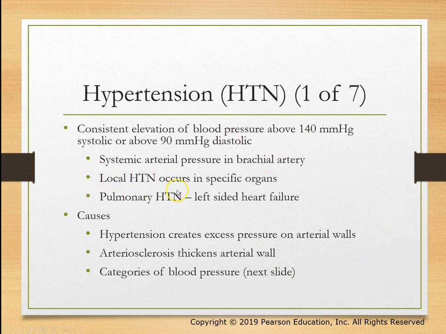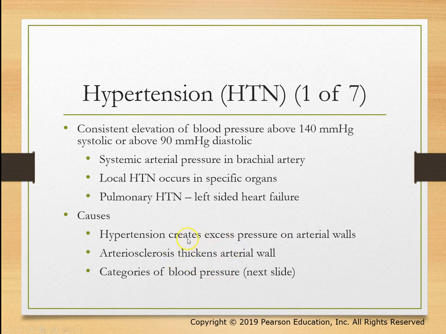It says local hypertension occurs in specific organs, right? So you can say you have high blood pressure, but you can have this local, specific blood pressure. So if you talk about pulmonary hypertension, right, increased blood pressure in the lungs, it's due to left-sided heart failure. We've kind of already talked about this before, right? And then it also leads to pulmonary edema as well.